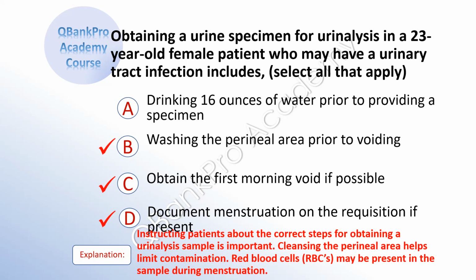The correct answer is B. Washing the perineal area prior to voiding. C. Obtain the first morning void if possible. And D. Document menstruation on the requisition if present. Explanation. Instructing patients about the correct steps for obtaining a urinalysis sample is important. Cleansing the perineal area helps limit contamination. Red blood cells, RBCs, may be present in a sample during menstruation.